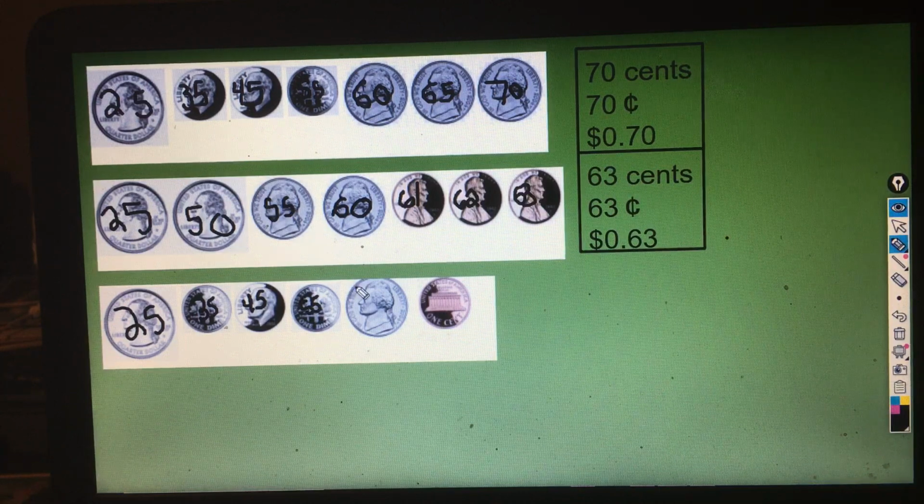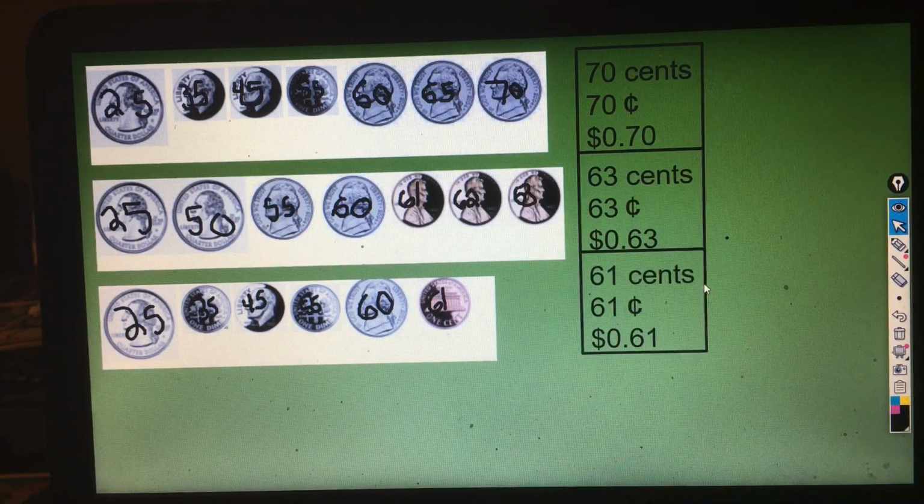55 plus, oh, this is not a dime. So we cannot count by 10 anymore. Now we're to 5. So we have 55 and we're adding 5 more now, which will give us 60. And then we have this nice little penny that says 1 cent. That makes this 61. And we can see there in our box that we have 3 ways to write 61 cents that are perfectly correct.